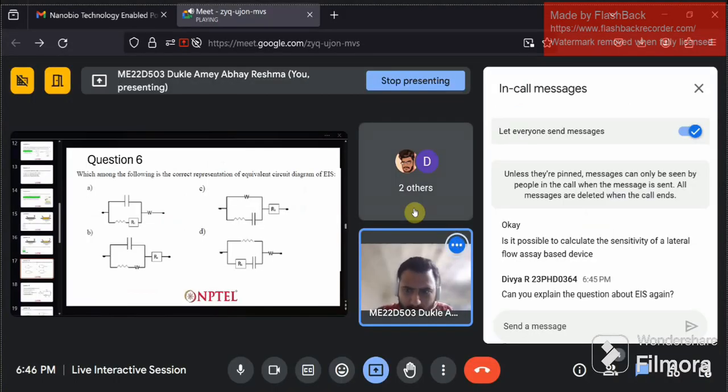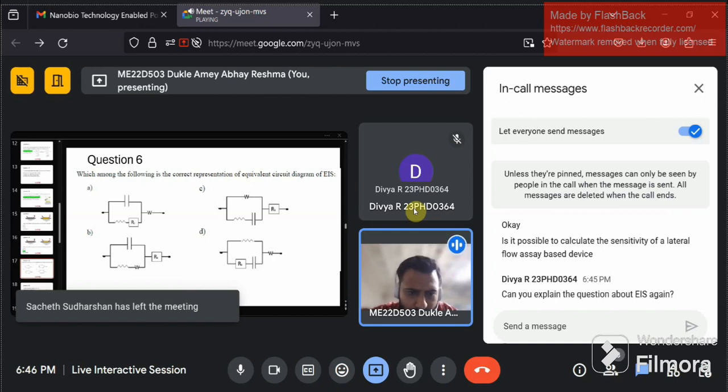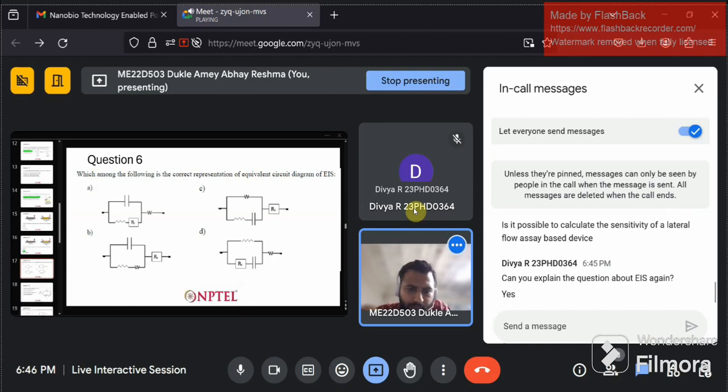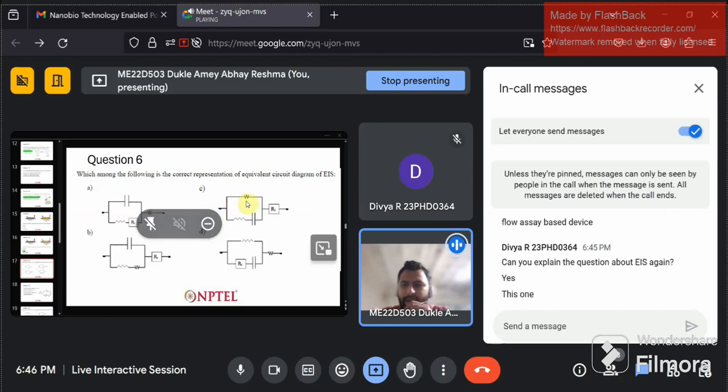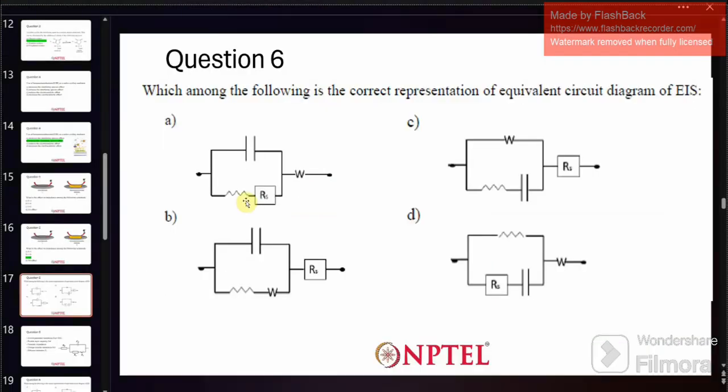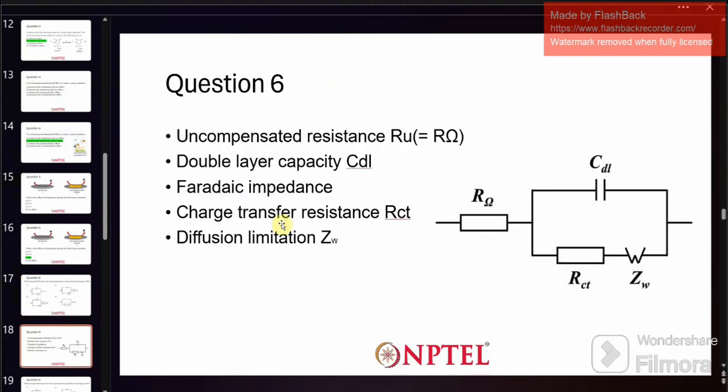So this one, right? Are you asking about this question? Explain about EIS again. Are you asking about this question, or some other one? Yeah, okay. This is not given in too much detail, but I'll try to help you.